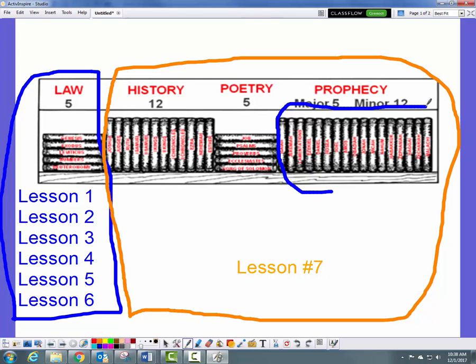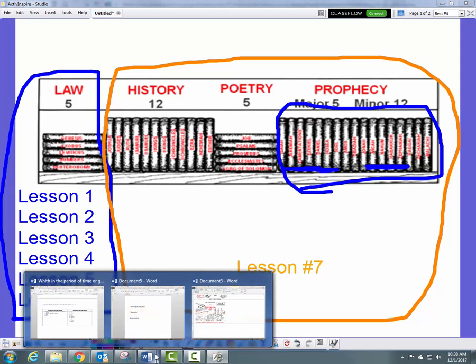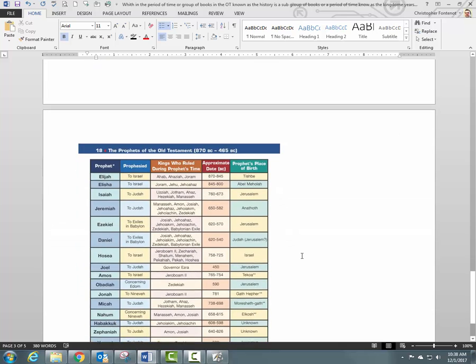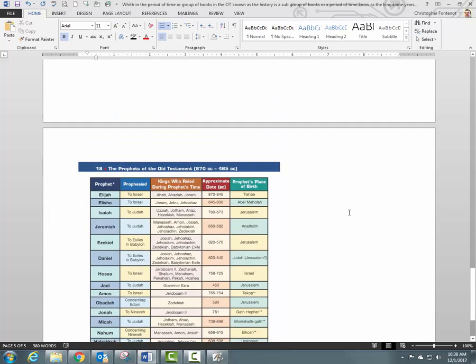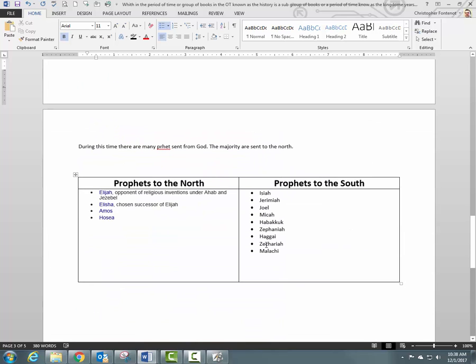So if we look back at our outline of books, when we look into these books of prophecy right here, some of these prophets are to the north, some of these prophets are to the south, and then furthermore, some of these prophets are to other places. If we look here, for instance, Daniel is to the exiles in Babylon, but Jonah, he's to Nineveh. He is a prophet to Nineveh. He's not to the north or to the south. He's to a totally different nation. Nahum is concerning Nineveh.